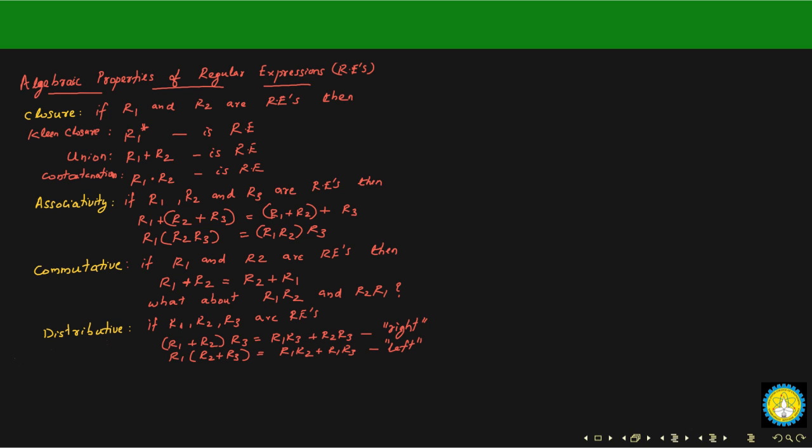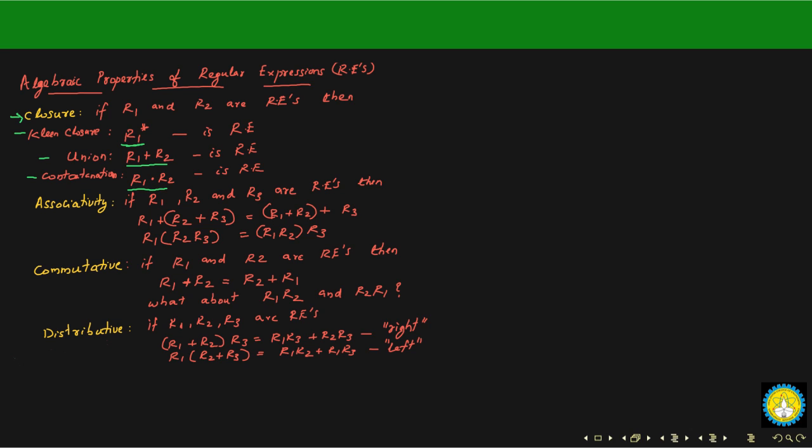Now let us look at the algebraic properties one by one. The first property that we refer to here is the closure property. Inside the closure property, we have three items: star closure, union, and concatenation. The star closure tells you that if R1 is a regular expression, then R1 star is also a regular expression. Similarly, the union tells you that if R1 and R2 are regular expressions, then R1 plus R2 is also a regular expression. In the very same way, the concatenation property tells you that if R1 and R2 are regular expressions, R1 dot R2 is also a regular expression.